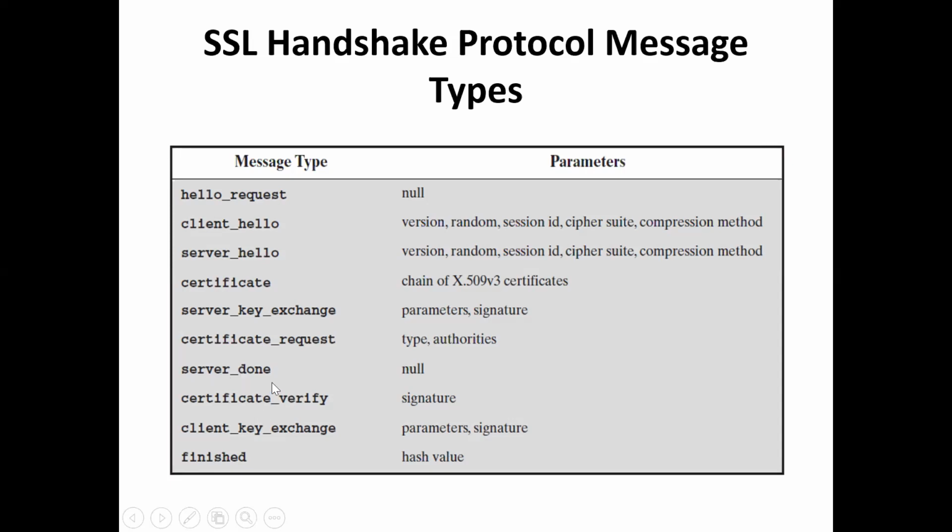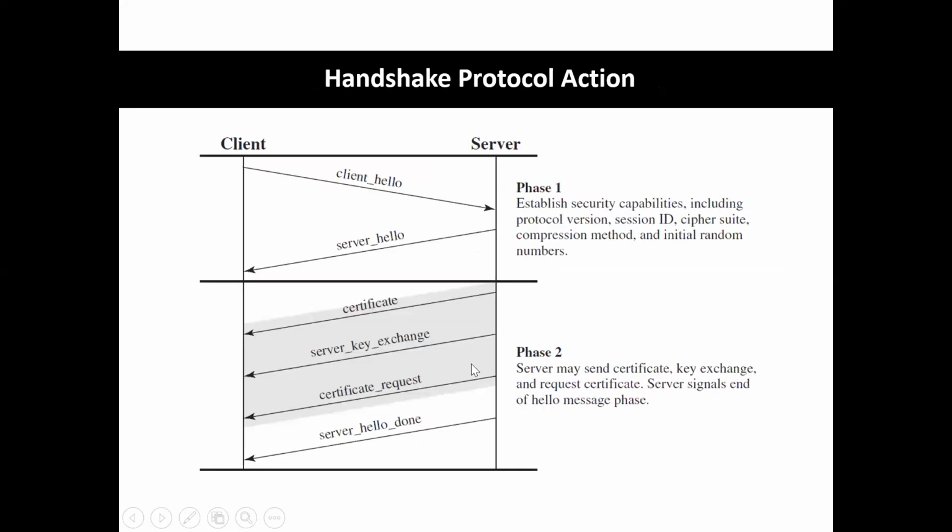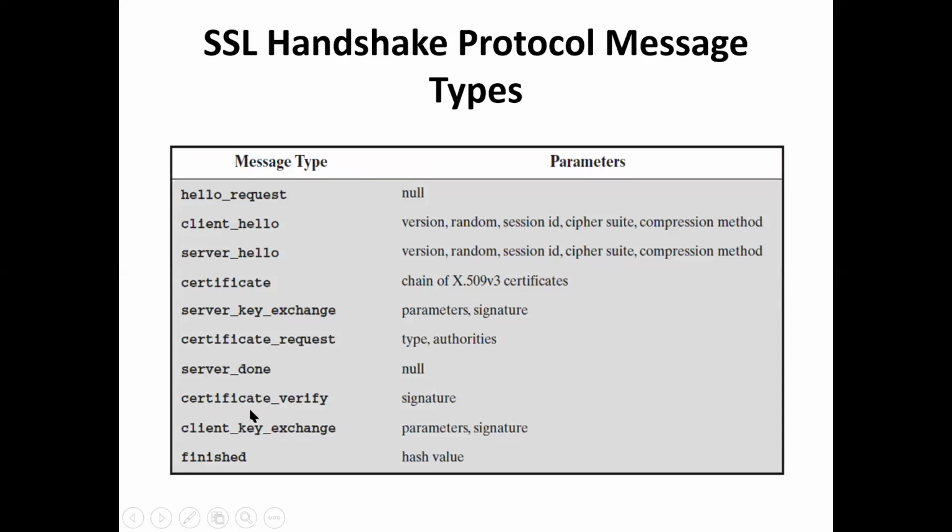Then the next thing is certificate verify. Certificate verify is the certificate verification done by any entity through the public key authority, so they put the signature. This is the parameter with respect to certificate verify. Then client key exchange: the client exchanges its public key with the server, so that the server can communicate using the public key. Then finished: after finishing all the connection steps, it generates the hash value. Now both the client and the server authenticate each other using these messages.